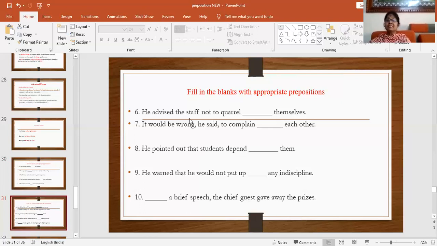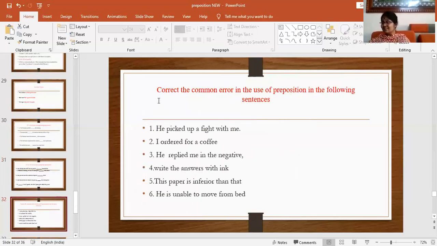Now let us see what are the common errors that we make. So let us find out the errors in these sentences. Say, for example, he picked up a fight with me. Generally, we use this, right? We say, he picked up a fight with me. But we should say, he picked up a fight against me.